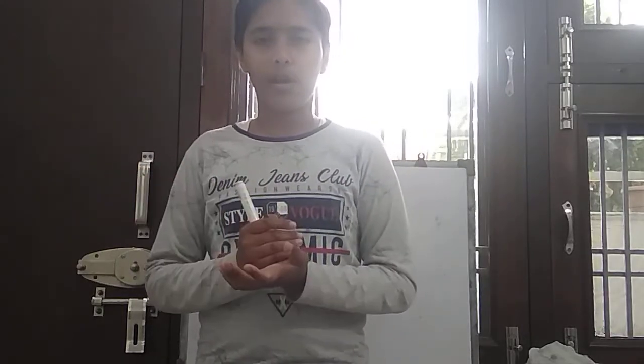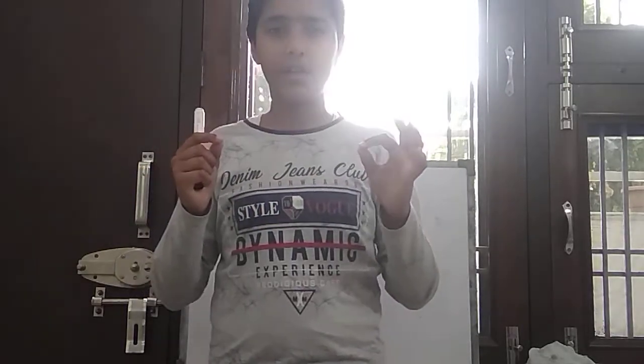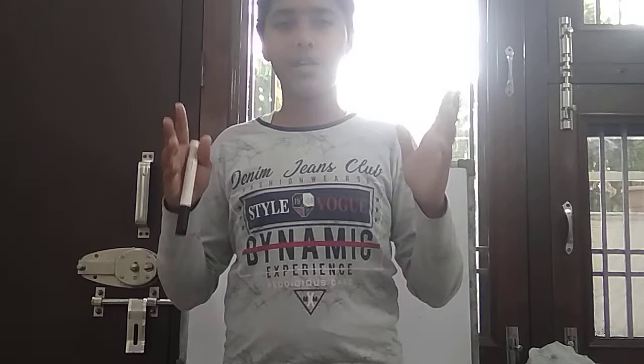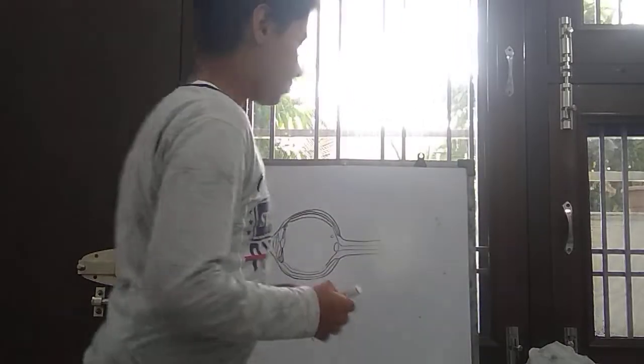And in today's video we are going to discuss the structure of the eye, how the eye works, and how the image forms in our eye. The connection between light and the eyes is very important for our life. It is a very necessary part of our body. So let's see how the eye works.